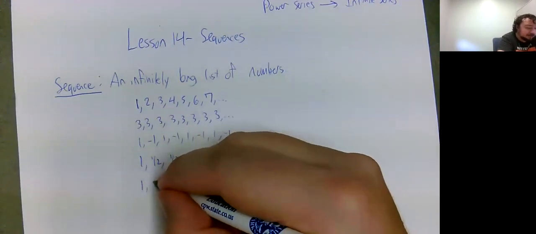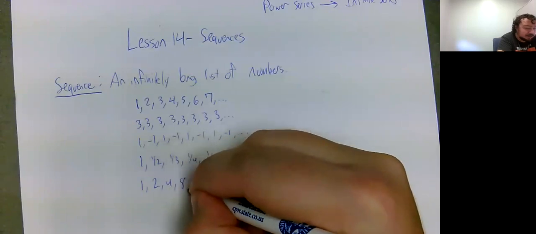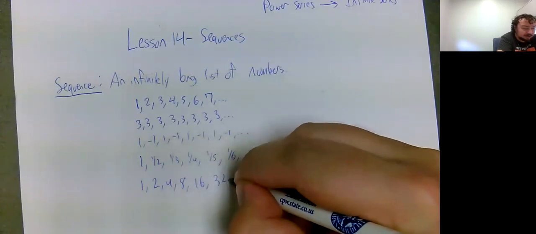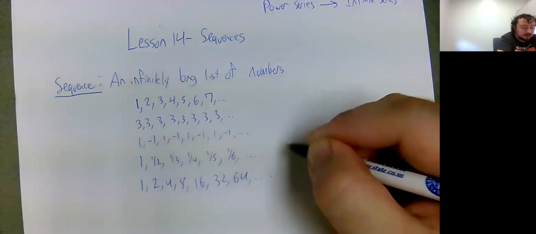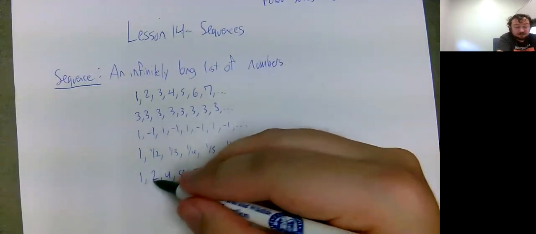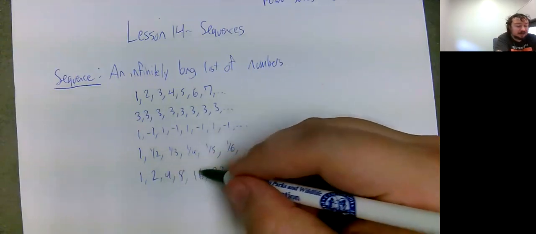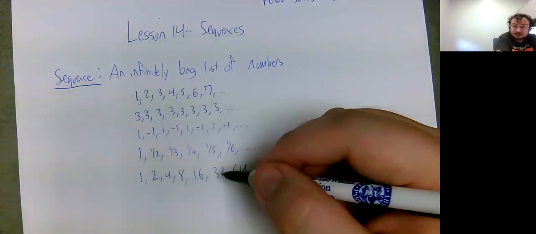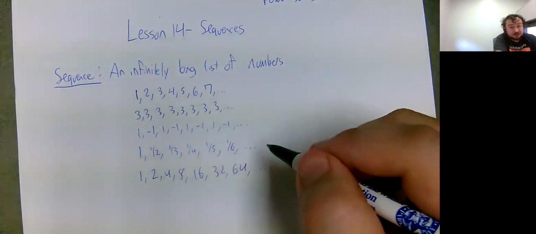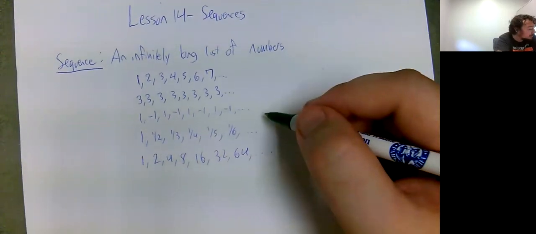Now let's take a look at this one. We have 1, 2, 4, 8, 16, 32, 64. This goes on forever. This one is just having a bunch of powers of 2. And whenever we have some kind of exponential function that's making our list, this is going to be called a geometric sequence. And this will show up a decent bit.